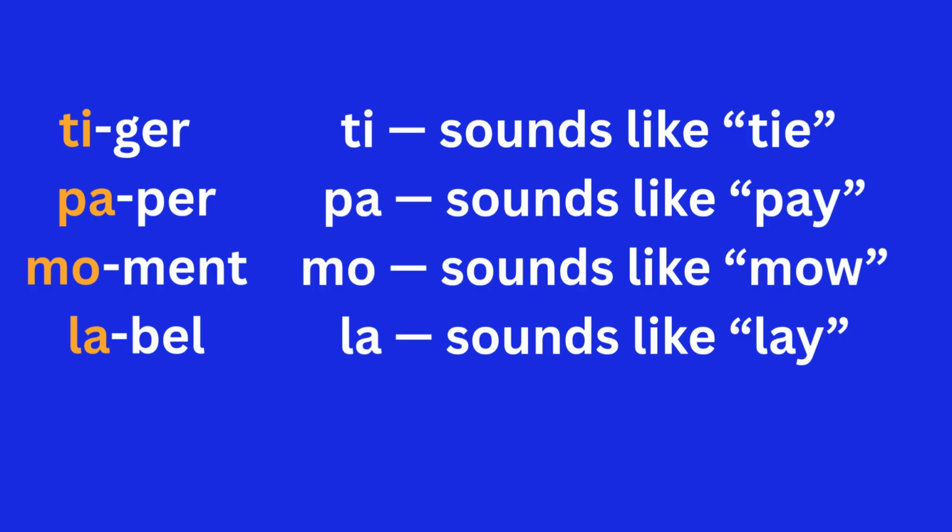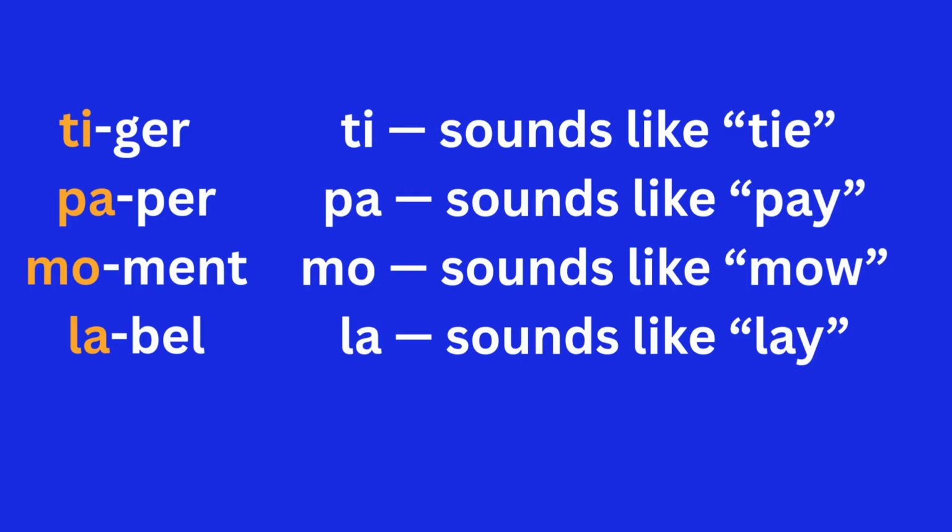Now let's listen to the first vowel sounds. Ti sounds like tie. Pa sounds like pay. Mo sounds like mo. La sounds like lay. Each of these sounds forms the first syllable. Now, these are called long vowel sounds because the vowels in them say their names. This rule is very useful because it helps us pronounce words correctly and makes spelling easier.